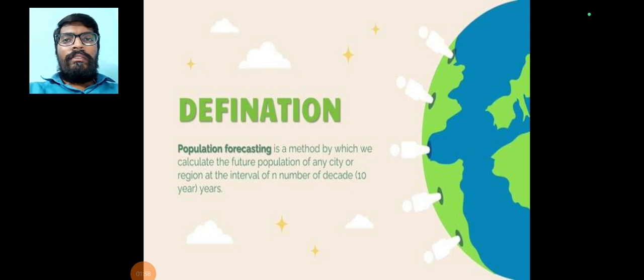There are some factors affecting population forecasting. They are increase due to birth rates, decrease due to death rates, increase due to migration, and increase due to annexation. That is, the number of people born in a year, the number of people who die in a year, and the number of people who migrate into other countries or regions. These are the factors affecting population forecasting.